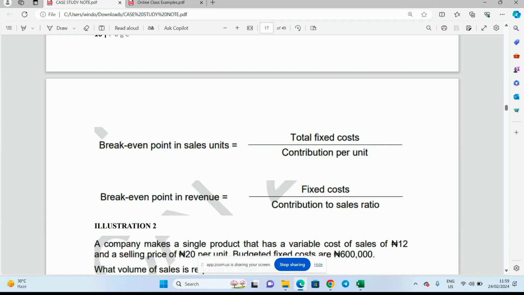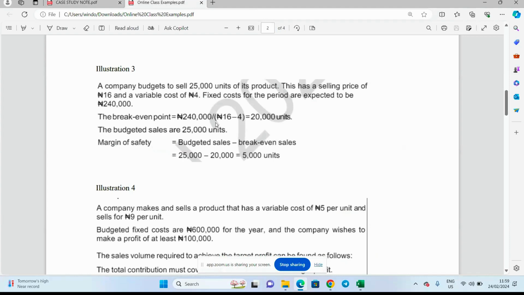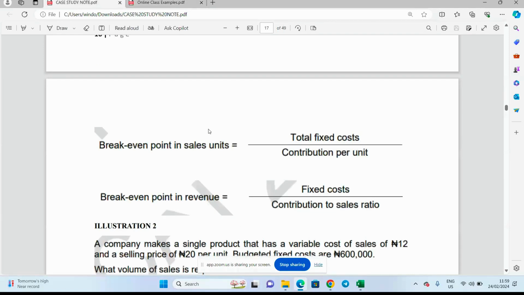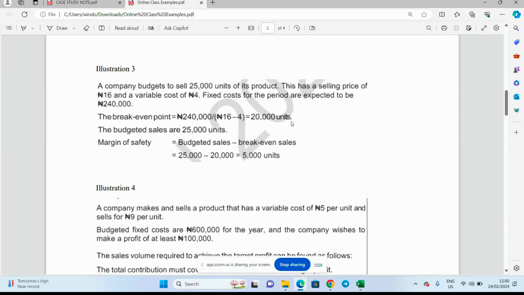Do you understand? Yes, sir, I'm with you. Okay. Fixed cost has been given already. The fixed cost is 240,000 naira. So, back to this formula, we have the fixed cost of 240,000 divided by contribution, 16 minus 4, which is 12. So 240,000 naira divided by 12 naira. What will that give us? It's going to give us 20,000. That is, we have gotten the break-even point in units.